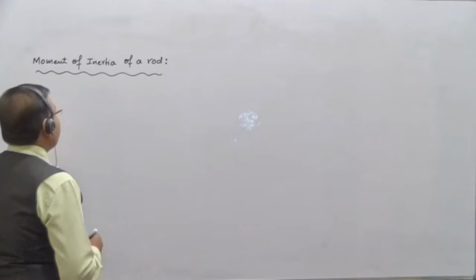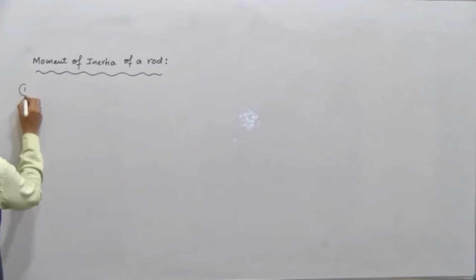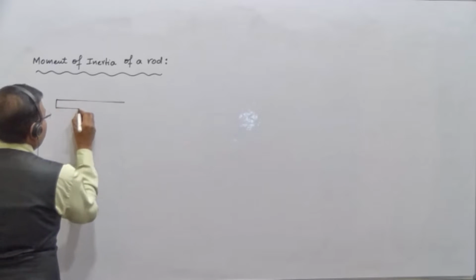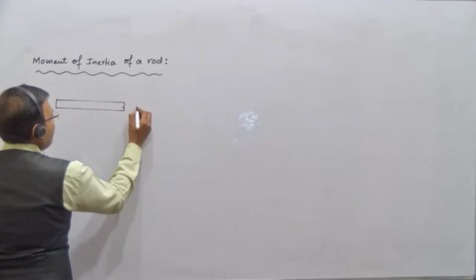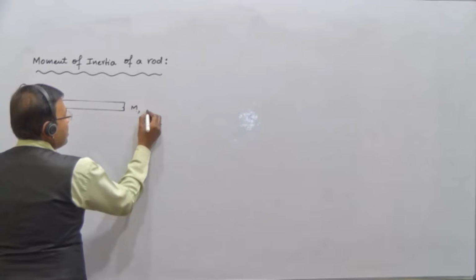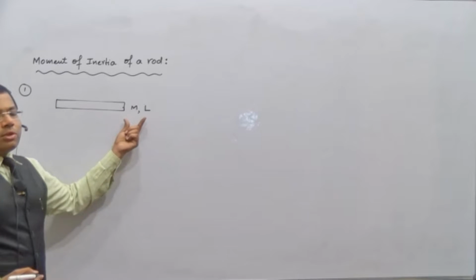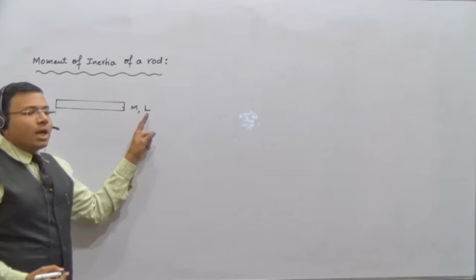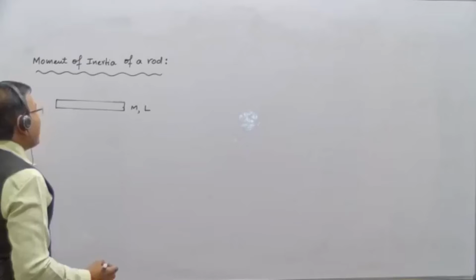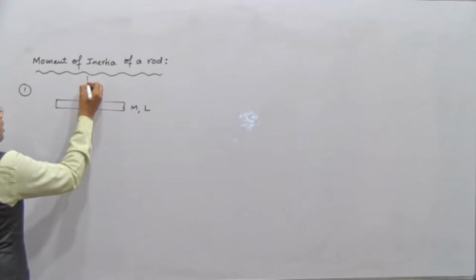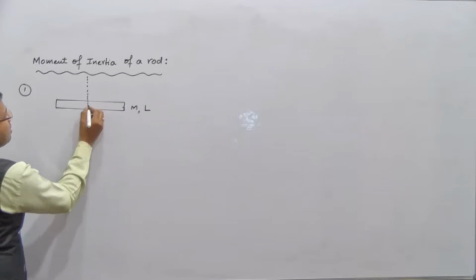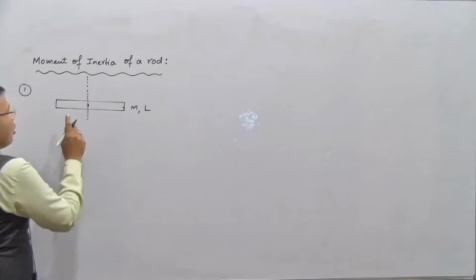So here, if you see case one, that is what we are discussing. Now pay attention. A rod is there of length L and mass M. So here I am writing mass M and length L, just writing the notation here. The mass of the rod is M and the length is L. Now if I want to rotate this about an axis which is passing through the center, suppose this is the center of the rod, I want to rotate it like this.